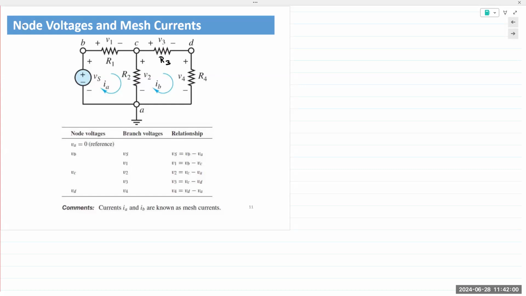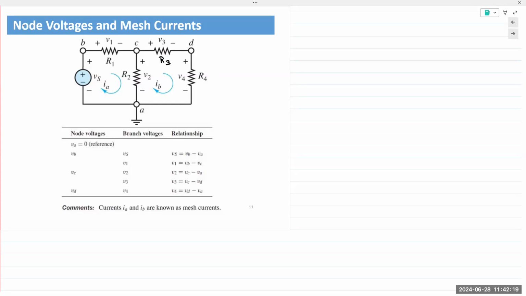So the first thing I mentioned was node voltages are real, mesh currents are not. Let's take node voltages first. Node voltages indicate you're measuring voltage at a node, right? A node is an electrical junction where two or more components are connected together.